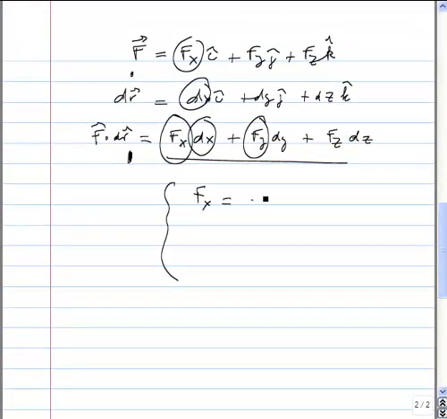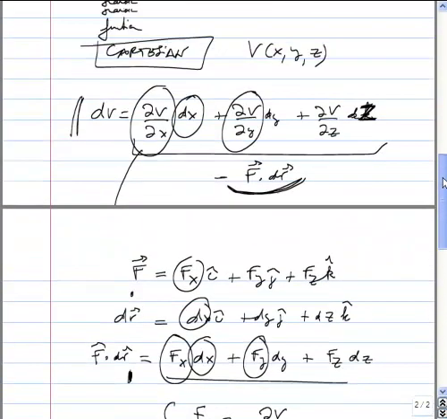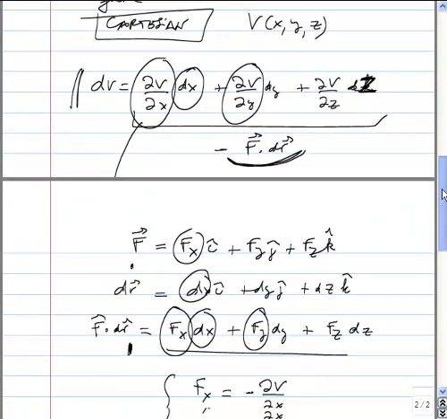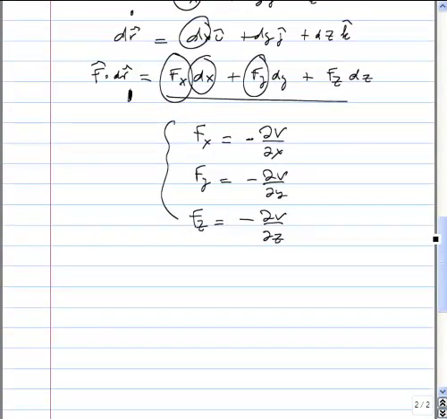Fx must be equal to minus dV/dx. Fy must be equal to minus dV/dy. And Fz must be equal to minus dV/dz. So we can generalize this with the del notation.